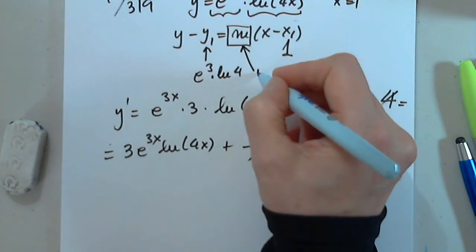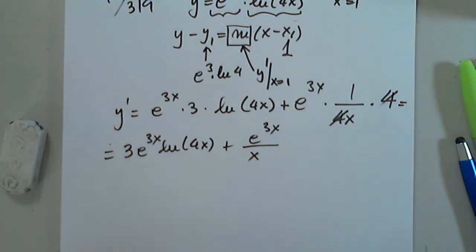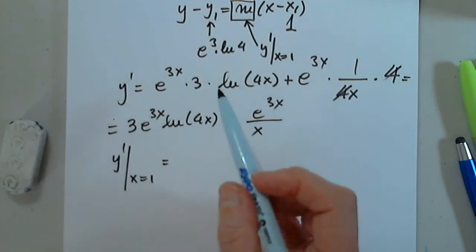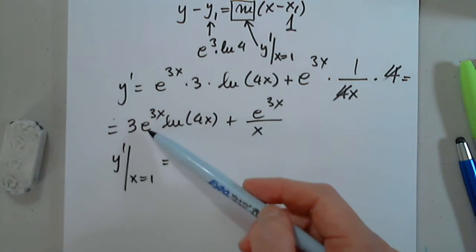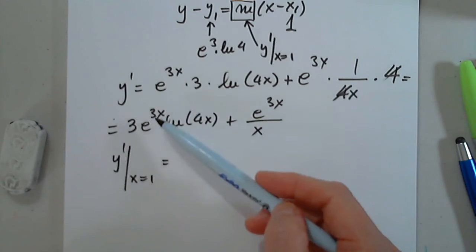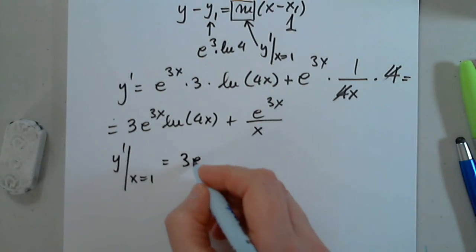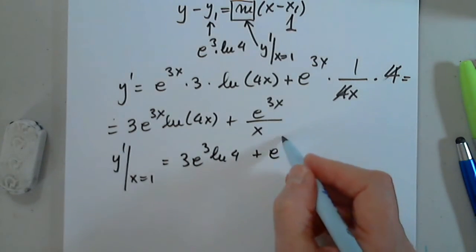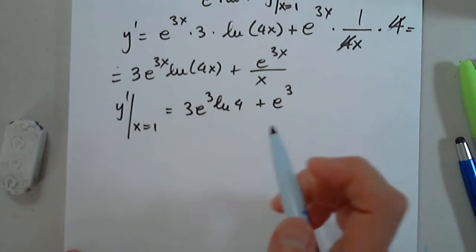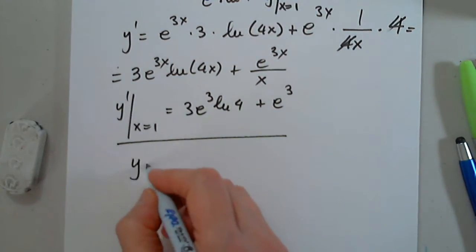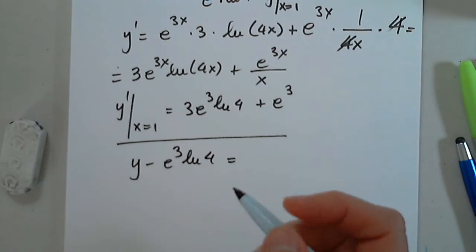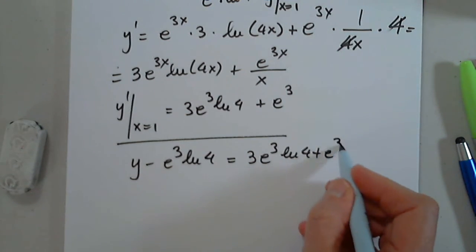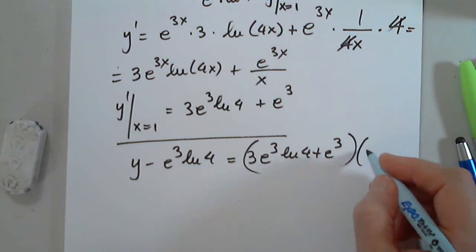This slope is y prime evaluated when x is 1. So y prime when x is 1 is exactly what I just had, but with a 3 in front. So 3 e to the third natural log 4, plus, when I plug in 1, I have plus e to the third. Couldn't find anything uglier than this. Okay, so y minus e to the third natural log 4 equals that: 3 e to the third natural log 4 plus e to the third, multiplied by x minus 1.